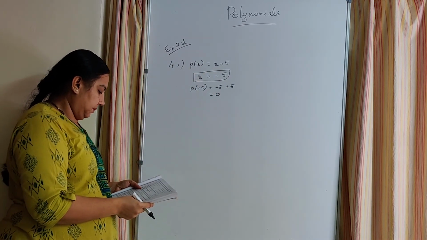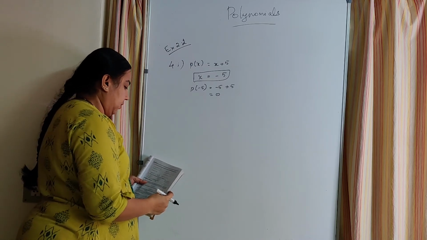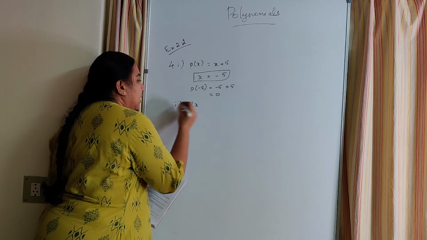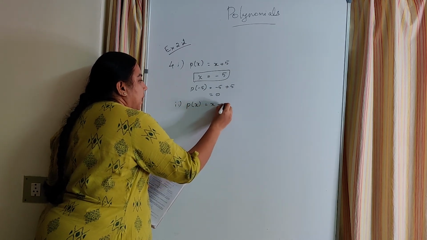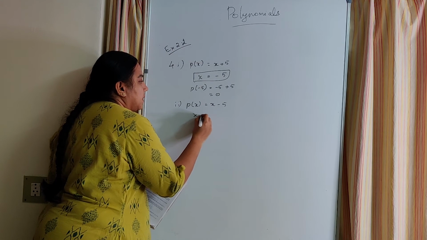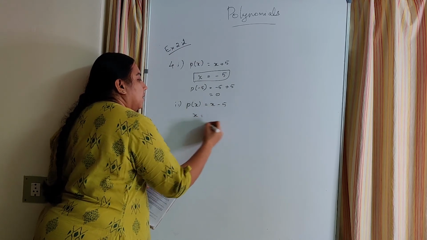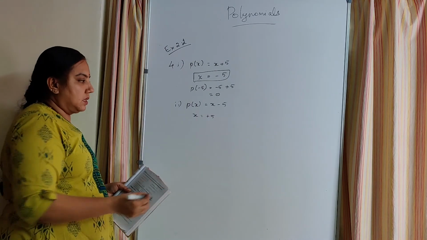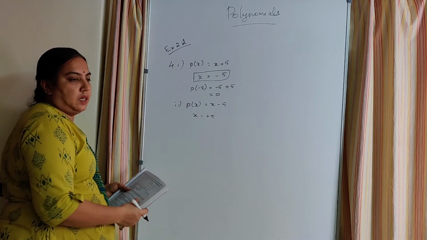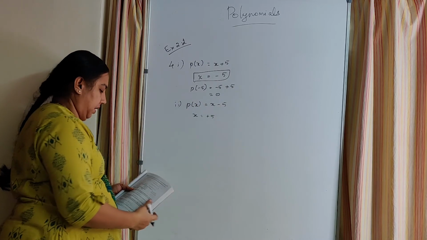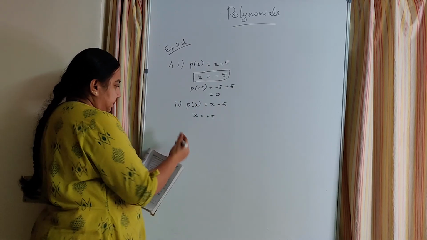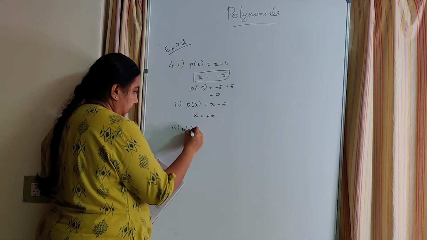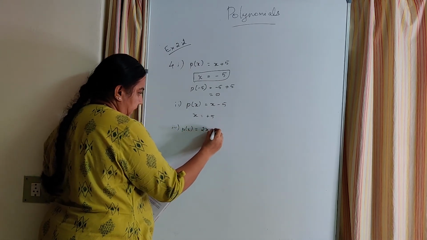The second question, p of x is equal to x minus 5. It means x is equal to this minus 5. It goes to the right hand side as plus 5. So this plus 5 is the 0 of this given polynomial. Then the third question, p of x is equal to 2x plus 5.